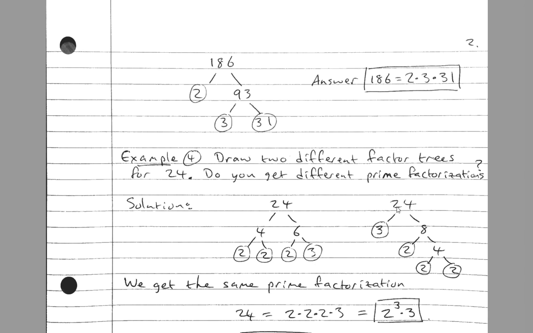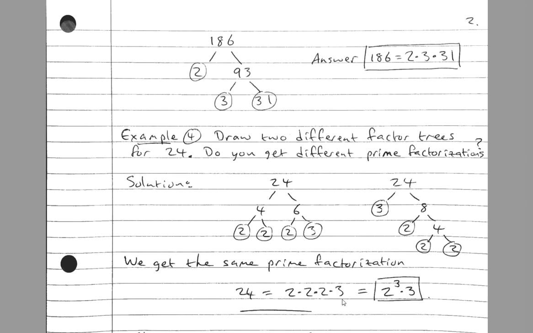All right, there's another way to break 24. You could write it as 3 times 8. 3 is prime, but 8 is 2 times 4, and 4 is 2 times 2. Then these numbers at the bottom, you can see they're the same as these, just in a different order. But if you write it smallest to largest, then we're getting the same prime factorization. 24 is 2 times 2 times 2 times 3, or 2 cubed times 3.